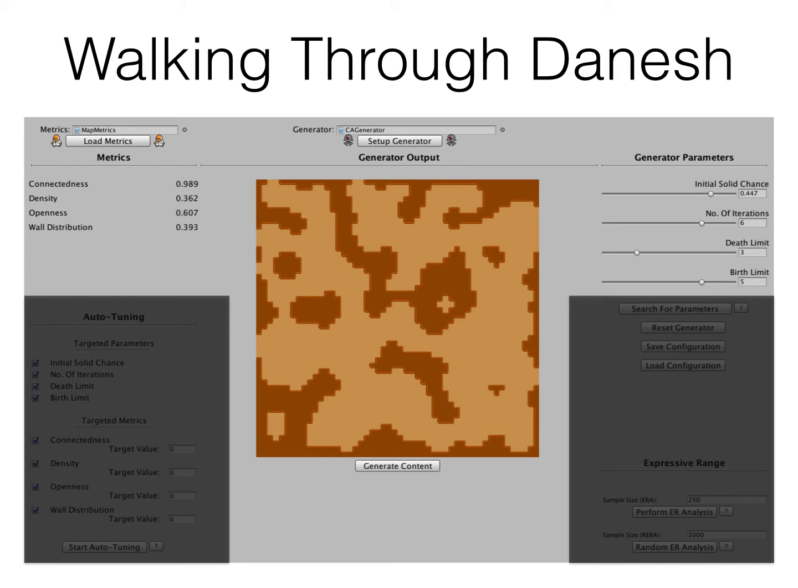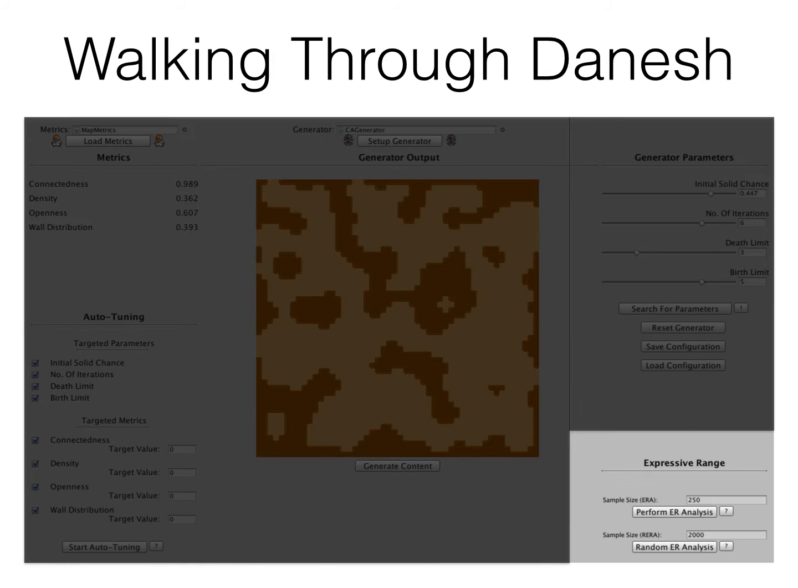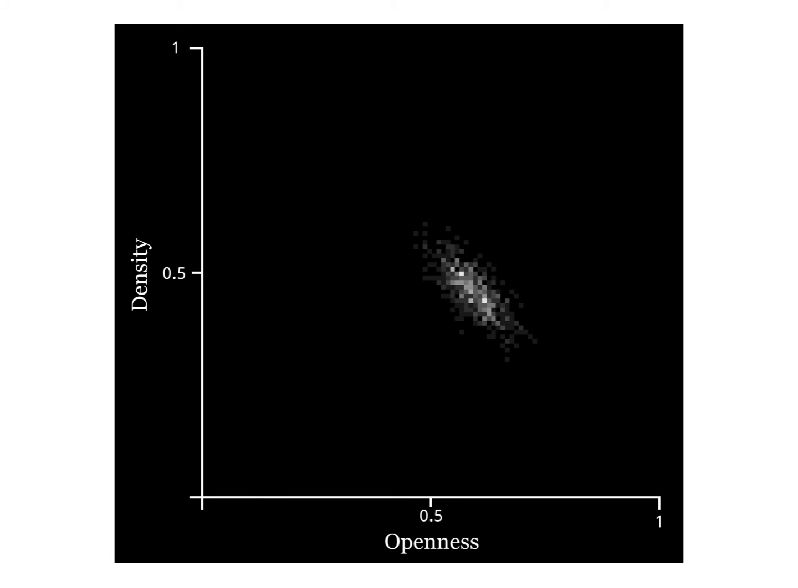So let's see if we can do something a bit more interesting. Let's look at this part of Danesh, which is an implementation of Gillian Smith's expressive range analysis. Here we can type in a number of samples and then ask Danesh to do an ER analysis. And it will use the metrics that we've written to act as the axes for the histogram. So you end up getting something like this. It doesn't look as pretty and beautiful as Jim and Gillian's work, but it does the job. You get a more white pixel anywhere as more samples appear at that particular point.